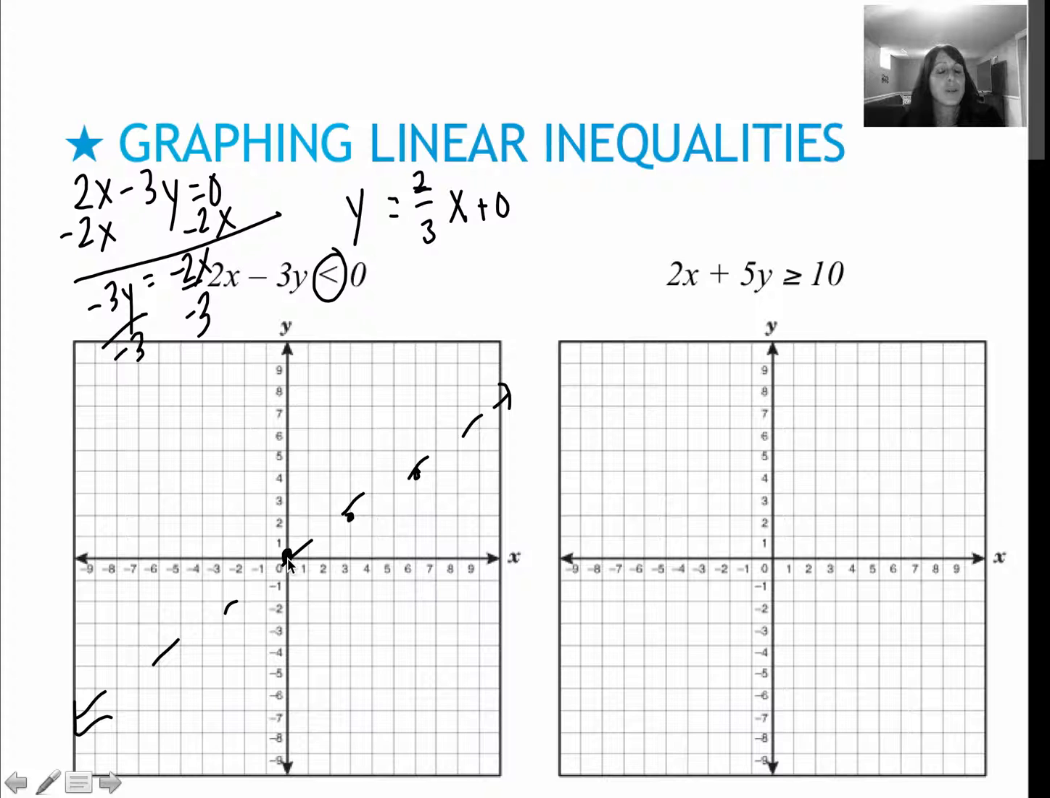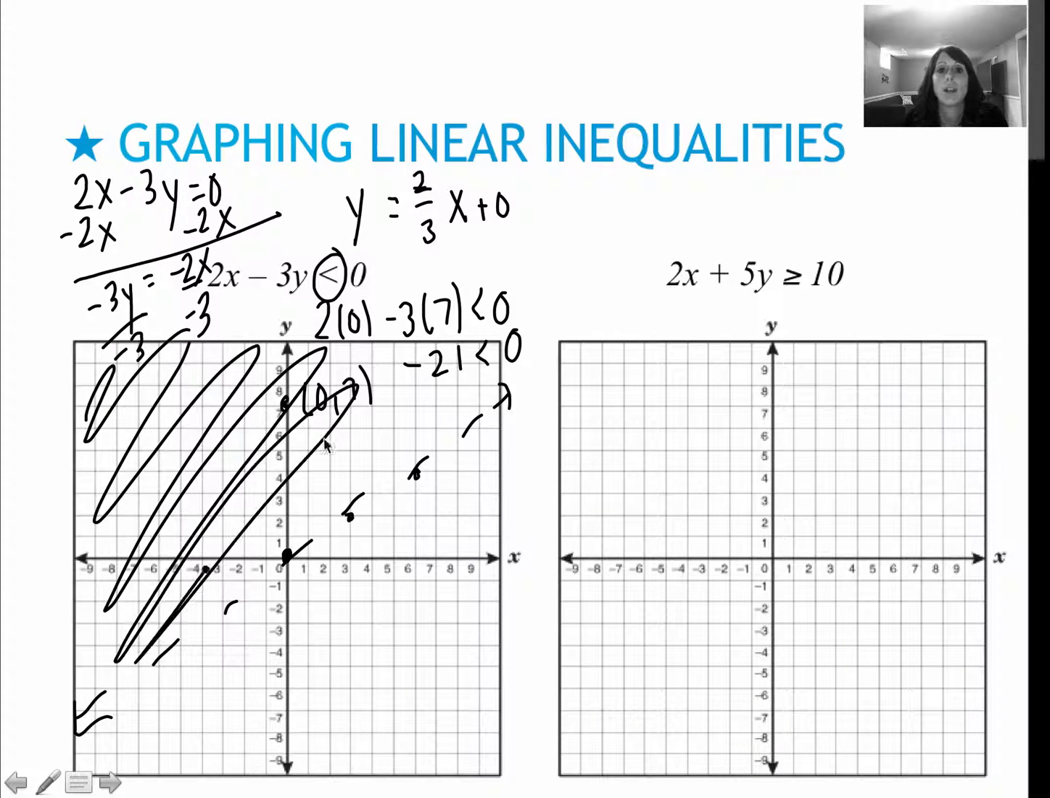And I can't use 0, 0 as my test point yet again because it goes through 0, 0. So now I have to choose any other point. I'm going to choose 0, 7. So I'm going to plug in a 7 for my y value and a 0 for my x value. So 2 times 0 minus 3 times 7 is less than 0, which gives me negative 21 is less than 0, which is true. So I'm going to shade on this side.